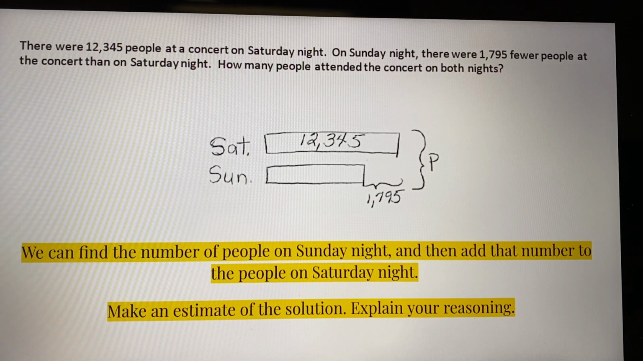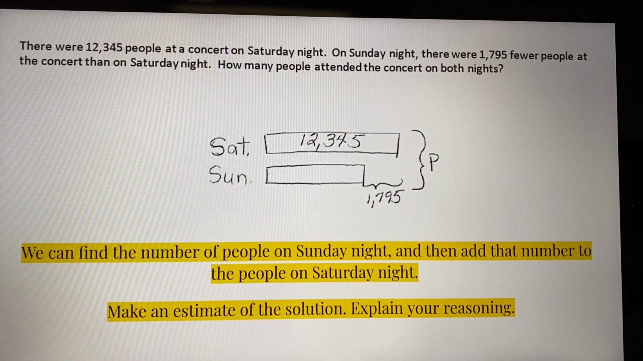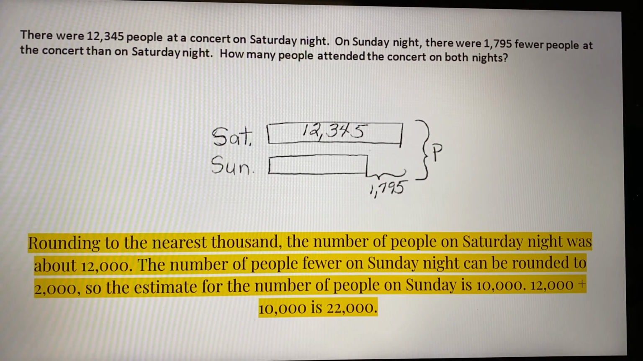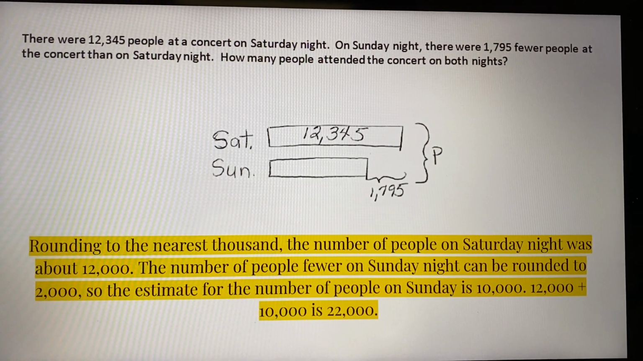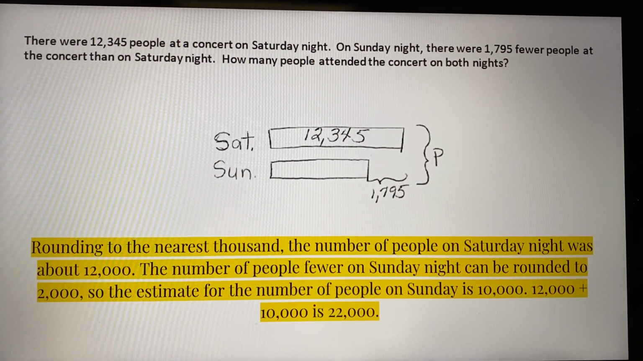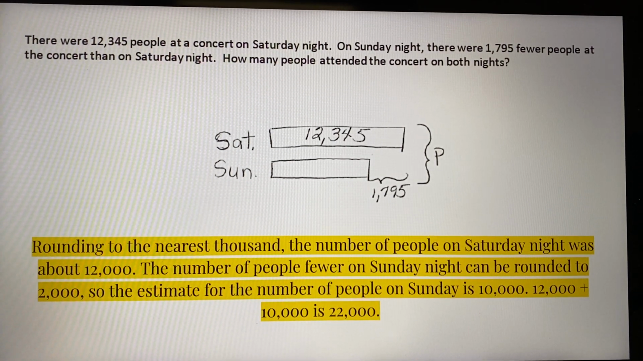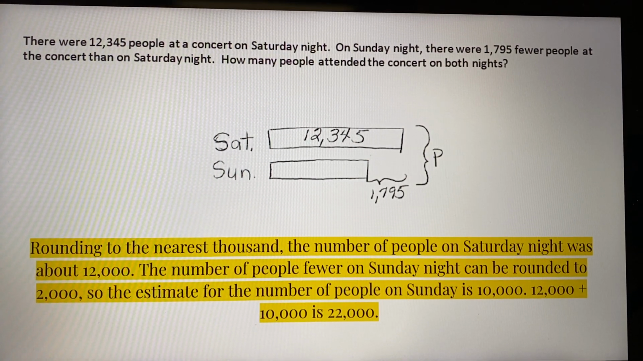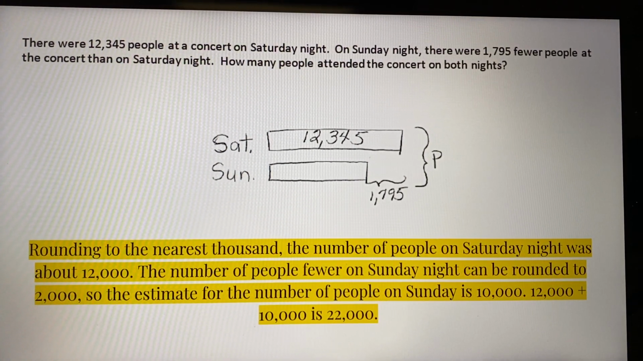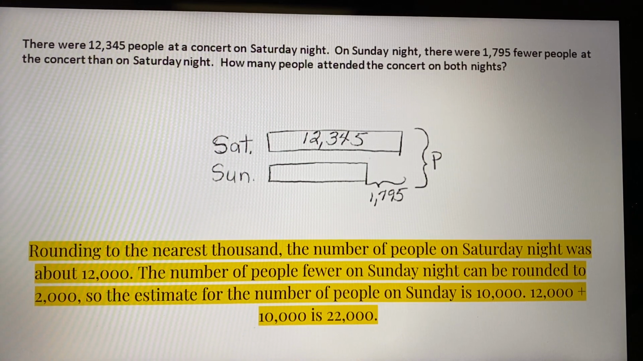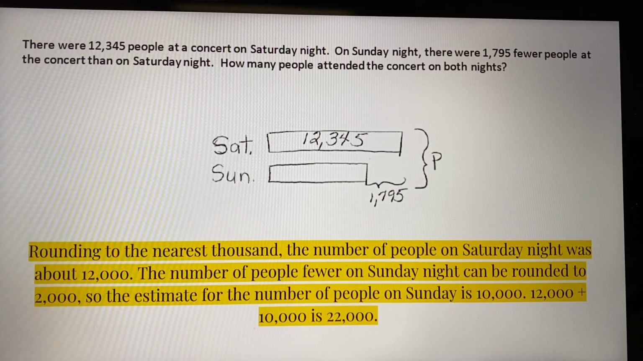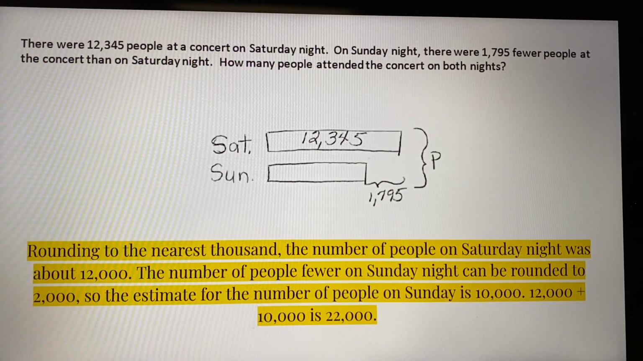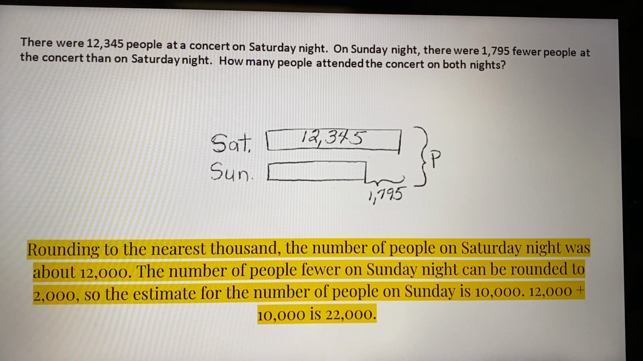So we're going to make an estimate of the solution and explain our reasoning. So first we round to the nearest 1,000. The number of people on Saturday night was about 12,000. The number of people fewer on Sunday night can be rounded to 2,000. So the estimate for the number of people on Sunday is 10,000. So it's about 12,000 plus 10,000, which is about 22,000. So we think the total is going to be around 22,000.